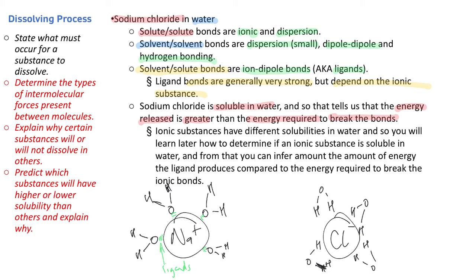Now, it's important to remember that ionic substances have different solubilities in water, and we'll go through that in another video. So you will learn later how to determine if an ionic substance is soluble, and from that, you can infer the amount of energy the ligand produces compared to the energy required to break the ionic bonds. Right, so in sodium chloride's case, the ligands produce enough energy to break the bonds between sodium and chlorine, but sometimes the ligands that are produced do not produce enough energy to break the ionic bonds between the two ions, right? So that will determine its solubility, and we'll go through that idea in another video, right? But generally, we talk about it in this way for ionic substances.